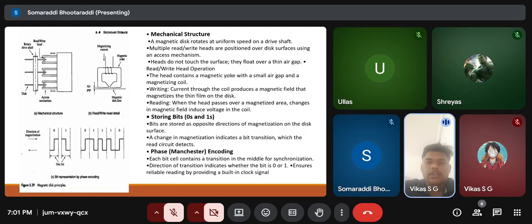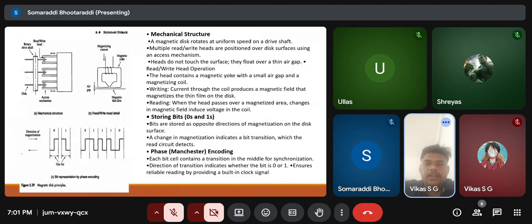Bits are stored on the disk as opposite directions of magnetization. One direction represents zero and the opposite direction represents one. A change in magnetization is called a transition, and the read circuit uses these transitions to detect the stored bit.